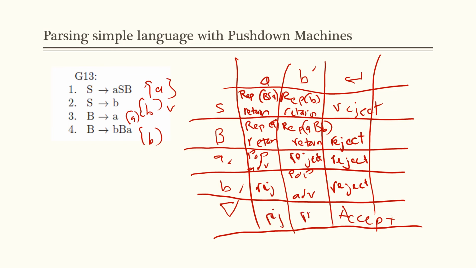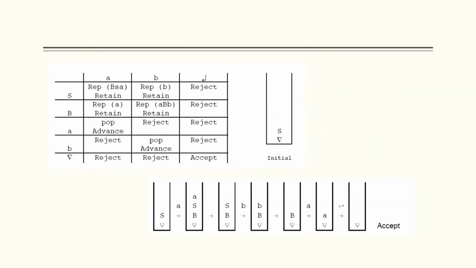Okay, all of this is reject. Okay, this is how you construct a push down machine from the grammar. Okay, all right. Now let's look into how we can do language parsing using the push down machine that we have constructed.